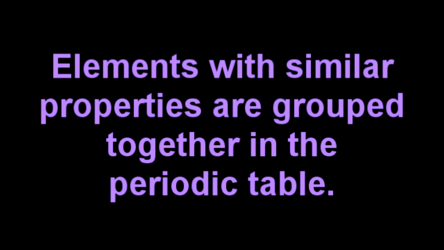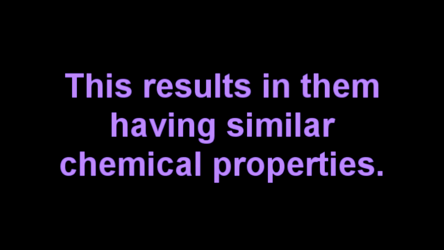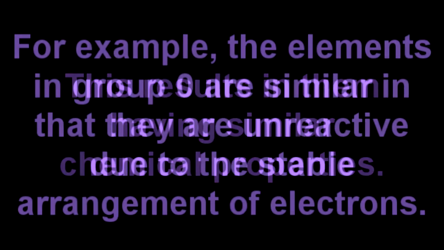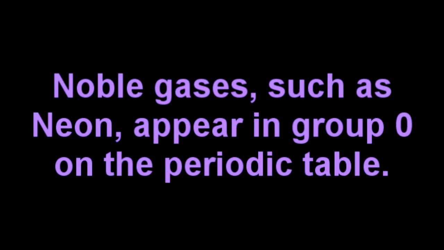Elements with similar properties are grouped together in the periodic table. Elements in a group have the same number of electrons in their outermost shell. This results in them having similar chemical properties. For example, the elements in group 0 are similar in that they are unreactive due to the stable arrangement of electrons. Noble gases! Noble gases, such as neon, appear in group 0 on the periodic table.